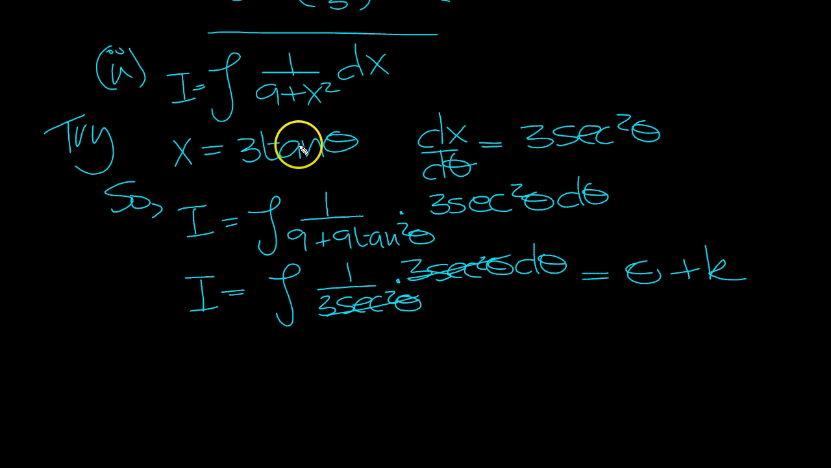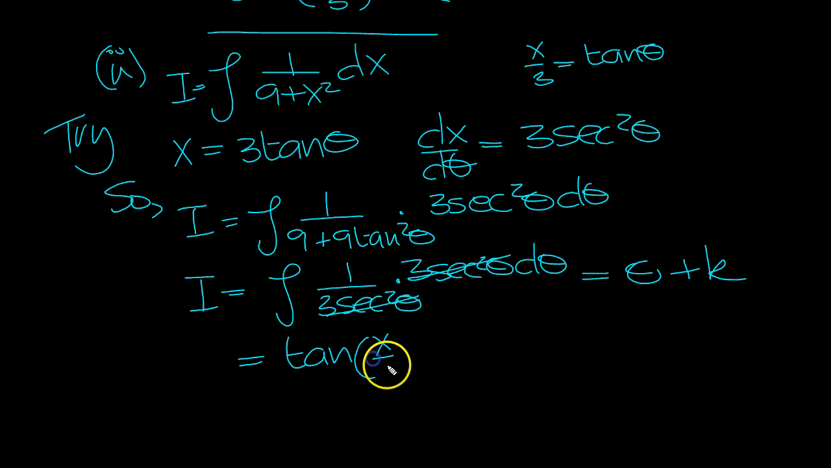And theta, x over 3, remember, is tan theta, isn't it? So shift tan, x over 3, inverse tan of x over 3, plus k. And that's what we needed to show in part 2.